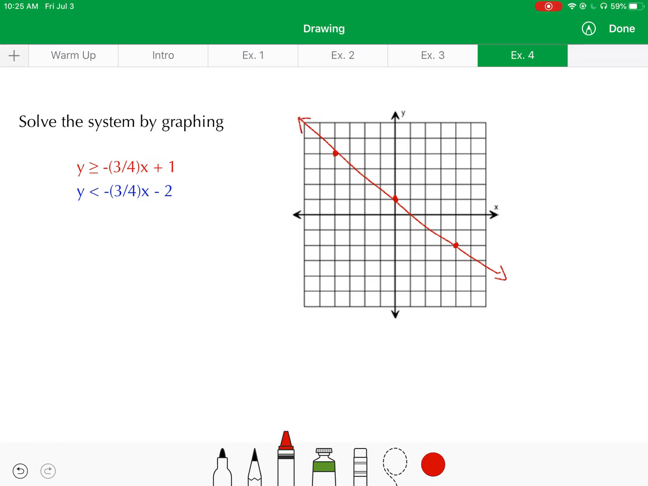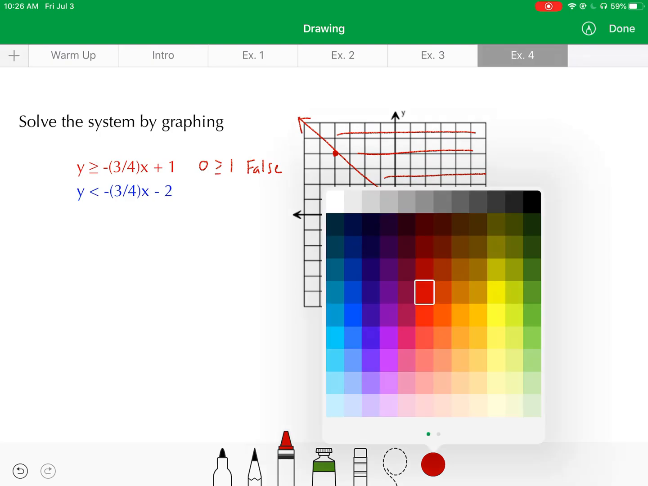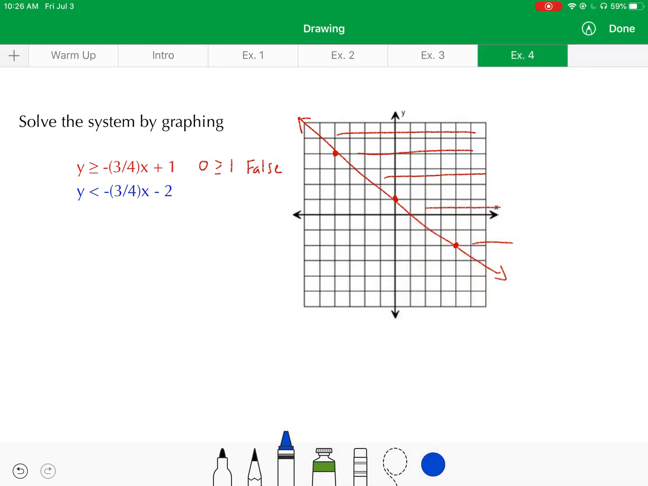Okay. For shading, if you use the origin, you'll end up with 0 is greater than or equal to 1, which is false. So I'm going to shade the half plane that doesn't include the origin, which would be this one right here. Okay. Move to the second inequality, y-intercept of -2. And then the same slope as the other boundary line, so up 3 and left 4, or down 3, right 4. This boundary line will be dashed.